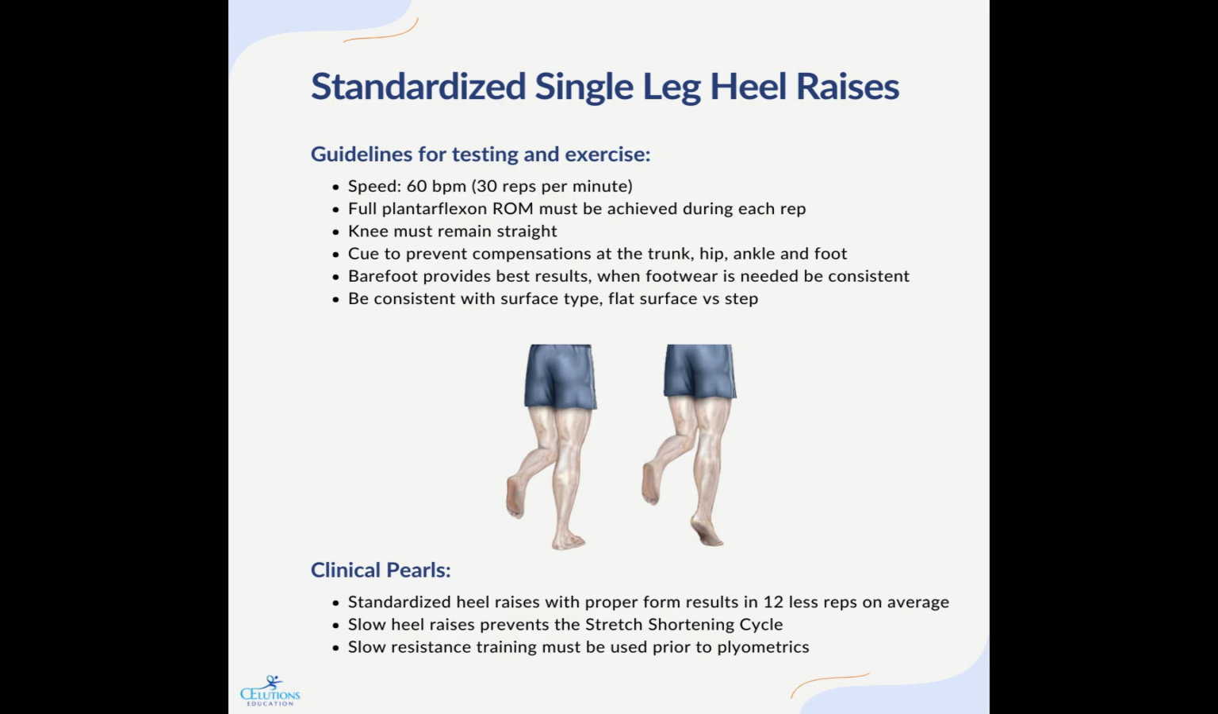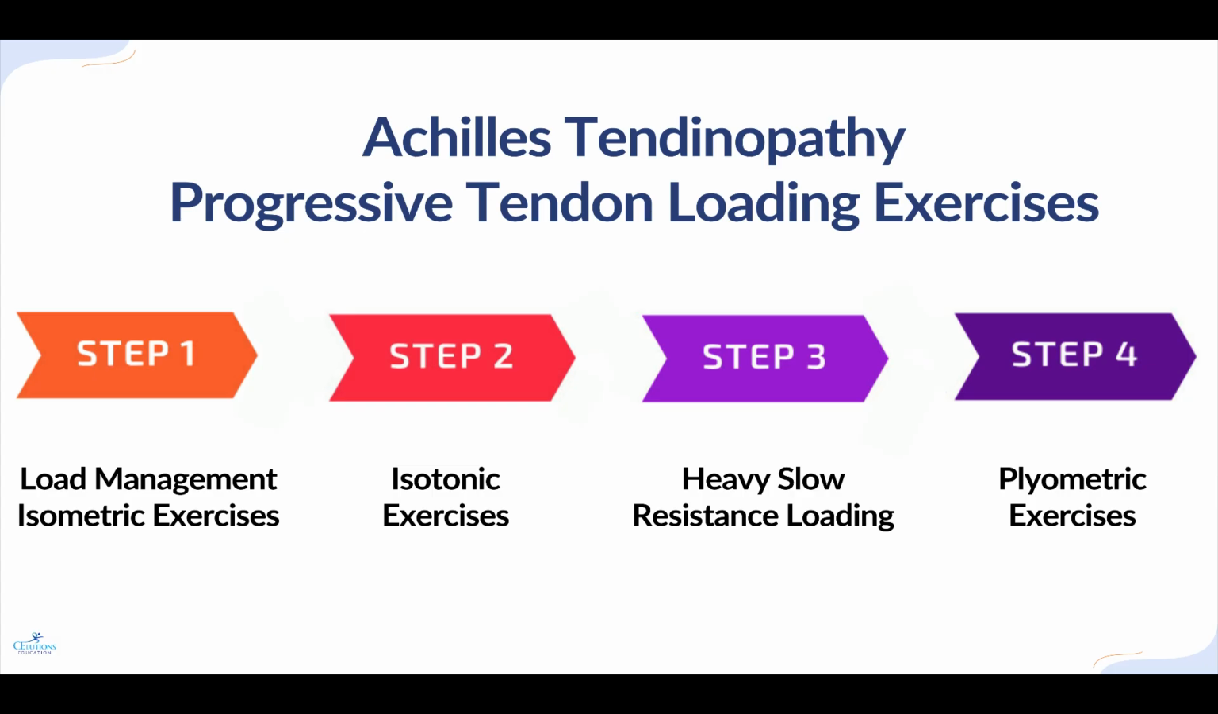Now, let's take a look at how we get this patient better. So what was our approach for rehab? Well, we want to follow the phases of progressive tendon loading, which is going to be tendon loading management and isometrics in the first phase, isotonics in a second phase, heavy, slow resistance training in a third phase, and then finally plyometrics, return to run, all those things.